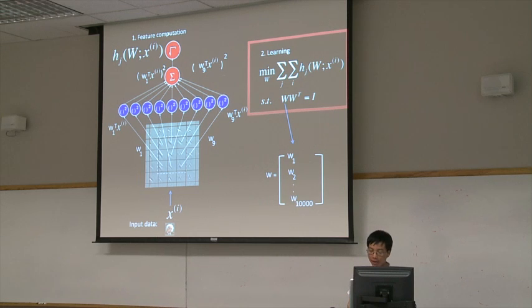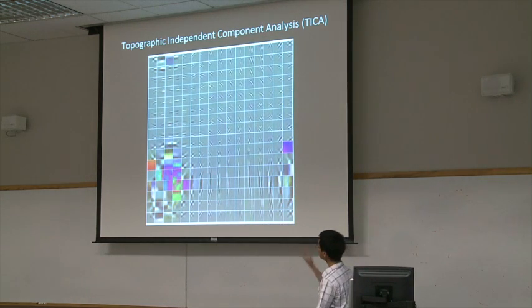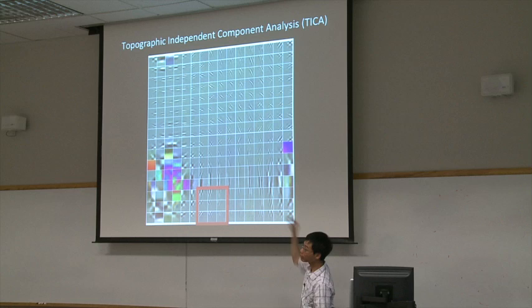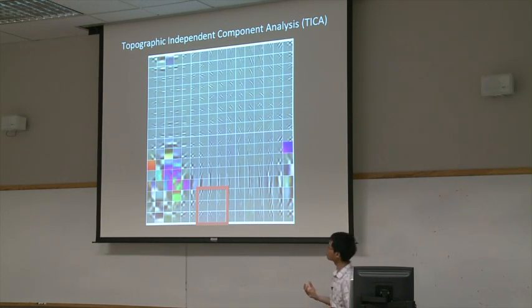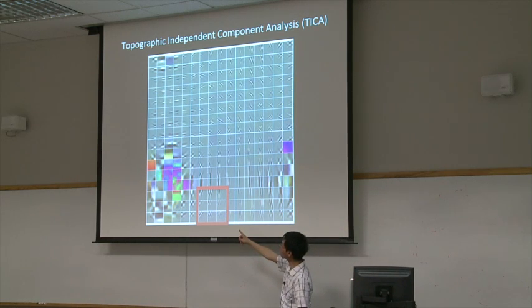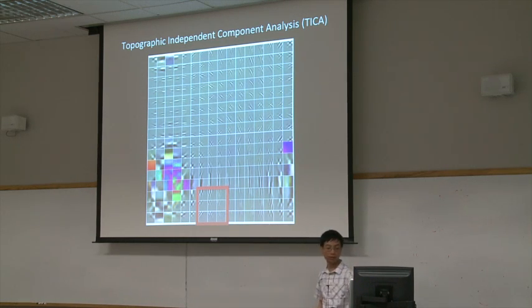And then after you learn that, here I apply it to color images. Then it will organize the random filters until you have some coherent representation like this, such that if I combine the features in a local area of the topography, I will end up with some invariances. So for example, I can learn rotation invariance, translation invariance, and scale invariance.